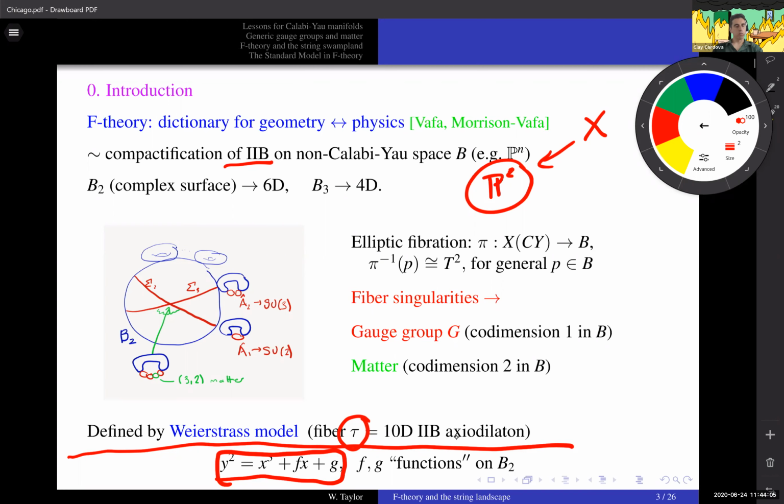I have a question that maybe is fine for now. Is there any a priori reason, other than making a list of examples, to expect that most Calabi-Yaus would be elliptic? Like even any intuition about that?